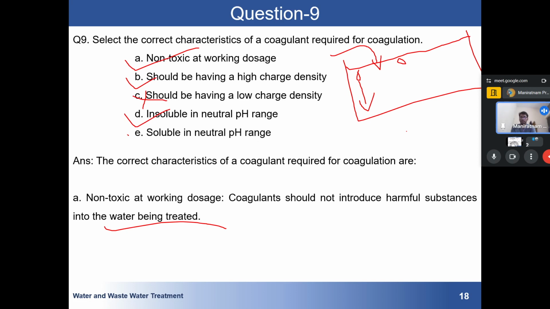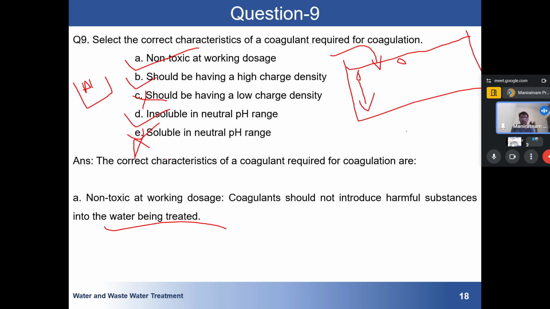Soluble in a neutral pH range? No, it should not be soluble. Now imagine that you have added some chemicals. Suppose you have used lime. Generally lime is very insoluble. And what do you mean by soluble? It is dissociating into its individual species. Generally lime doesn't work like this.